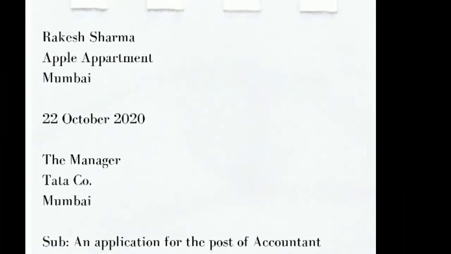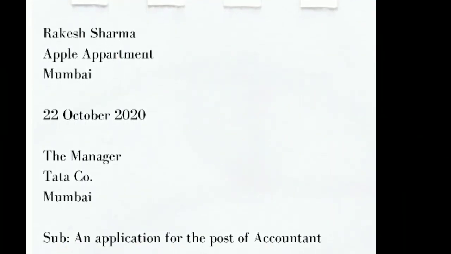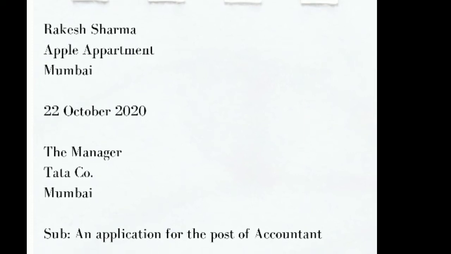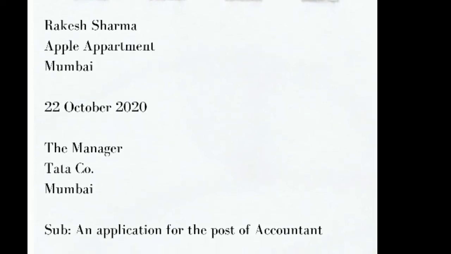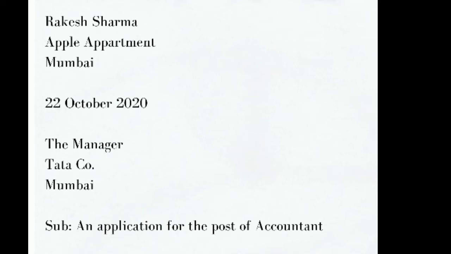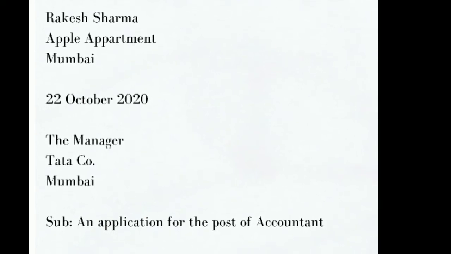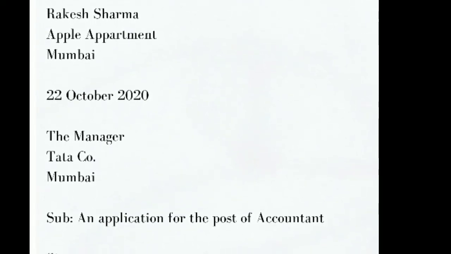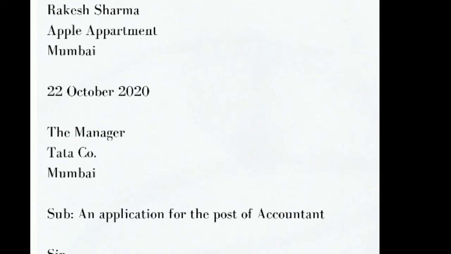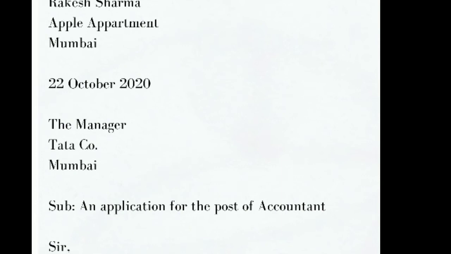So look at the top left corner, I have written the from address, Rakesh Sharma, Apple Apartment, Mumbai. The name, house name and place name have been written. And below that, after leaving some space, I have written the date, 22 October 2020. So please note that this is the actual format of writing date. And again below that, after leaving some space, we are writing the to address.